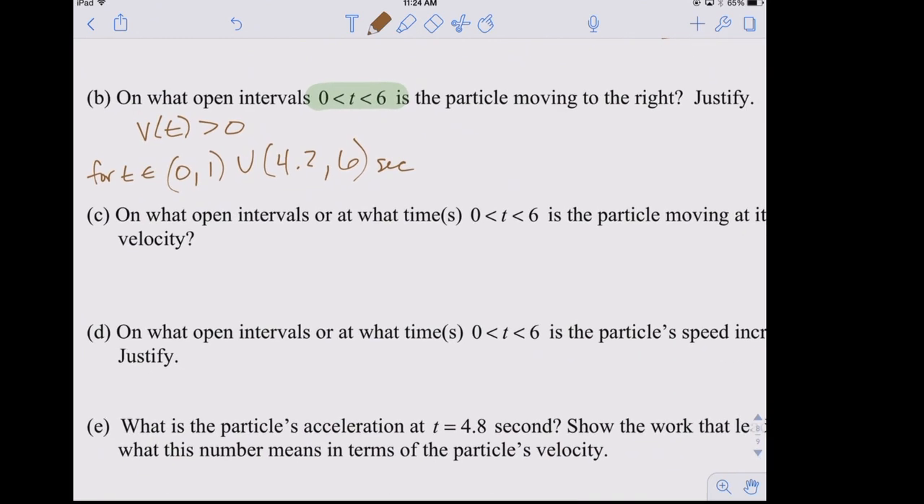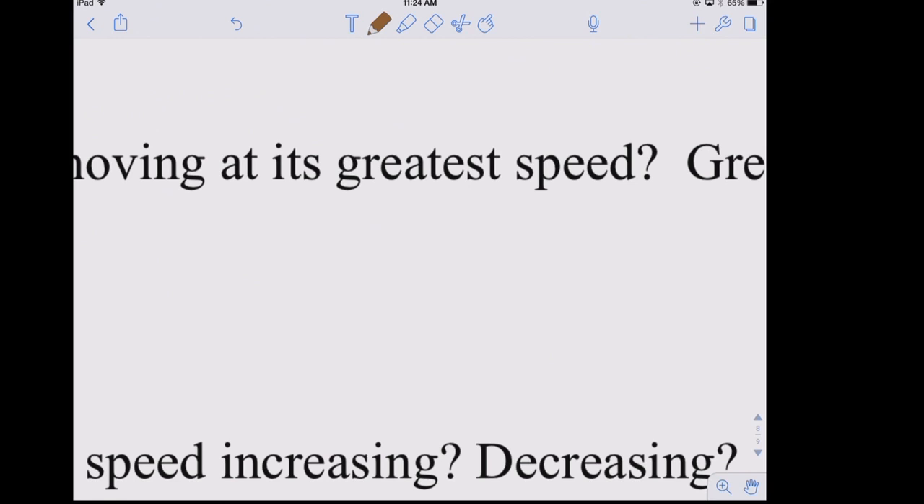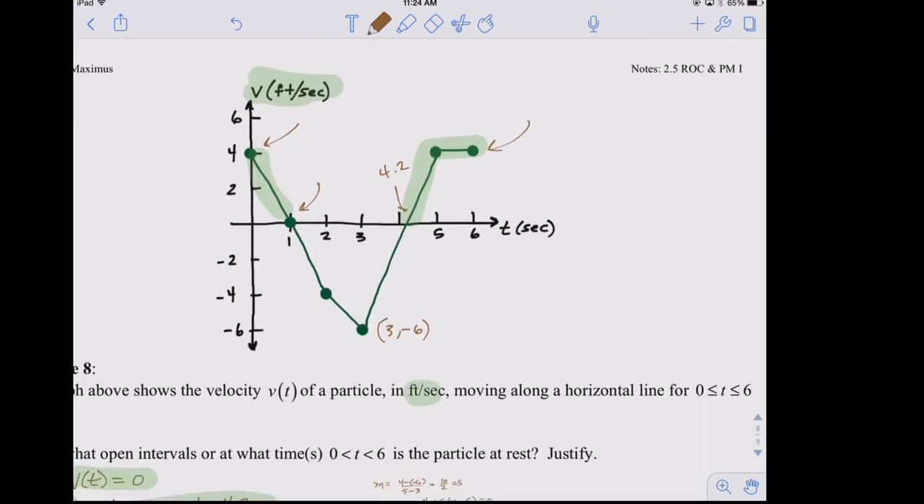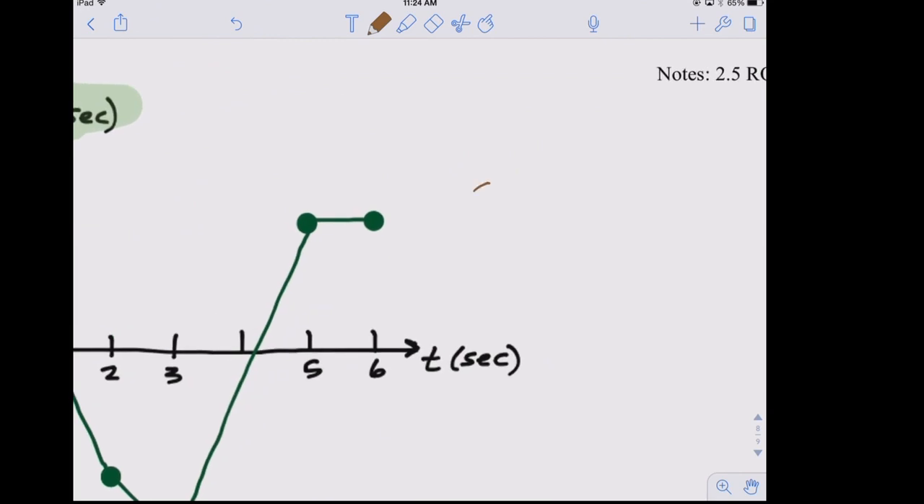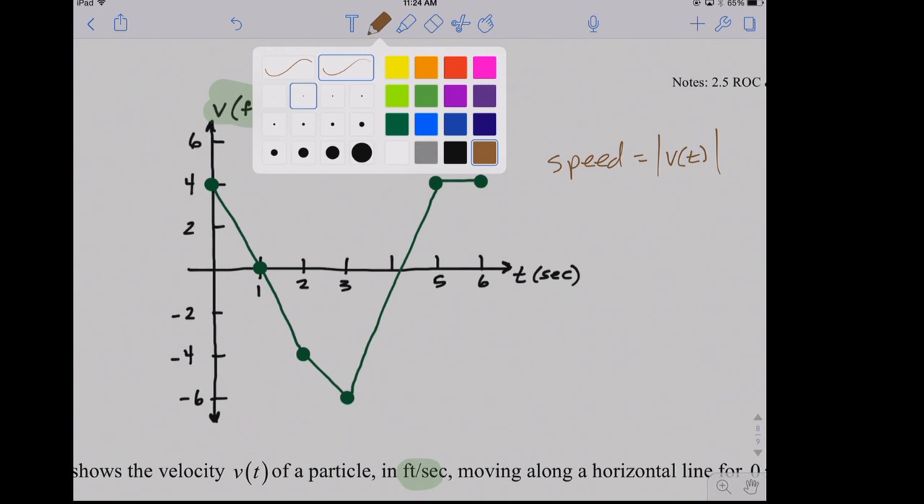All right, on what open intervals is the particle moving at its greatest speed? When is the particle moving at its greatest speed? Now, are we staring at the speeds? No. How is speed related to velocity? It's the absolute value. So speed is equal to the absolute value of velocity. Can we generate the speed graph? Heck yeah, we know how to do this transformation.